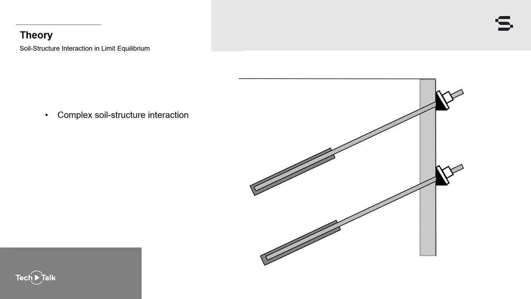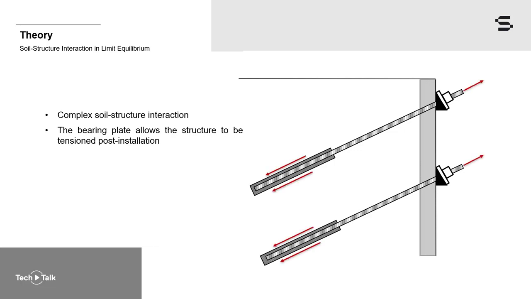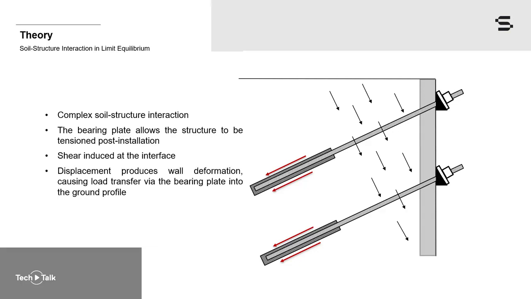of the system. The anchor has a free length and a bonded length. Tensioning of the anchor post-installation causes shearing at the interface between the bonded length and the soil or rock. Similarly, deformation behind the wall, as shown here, will transfer load onto the wall. Any bending or shearing in the wall will cause the bonded length to pick up load as it's transferred via the bearing plate through the free length.